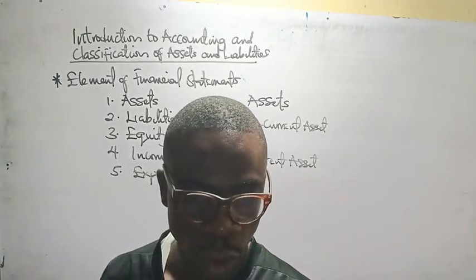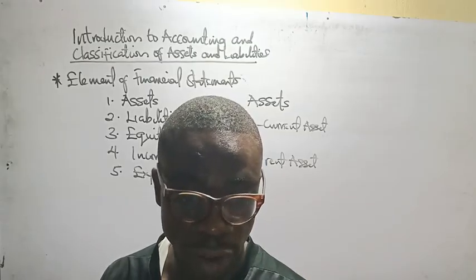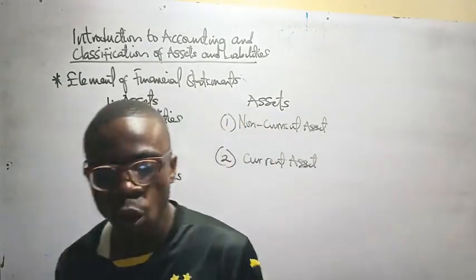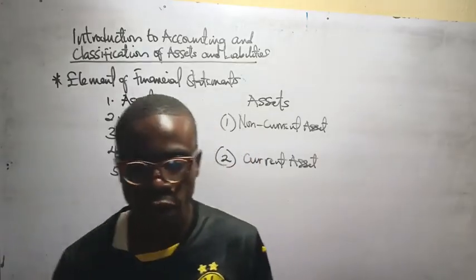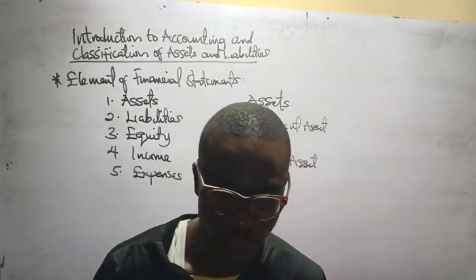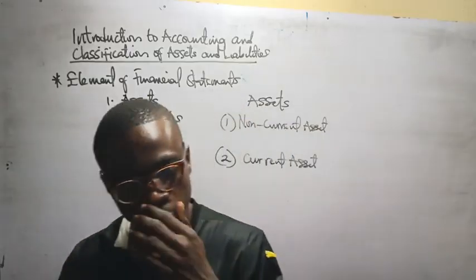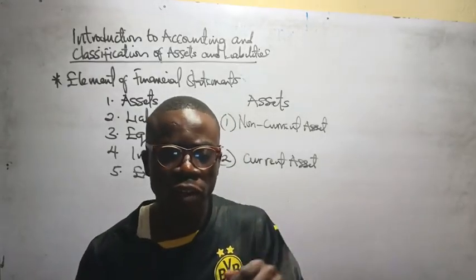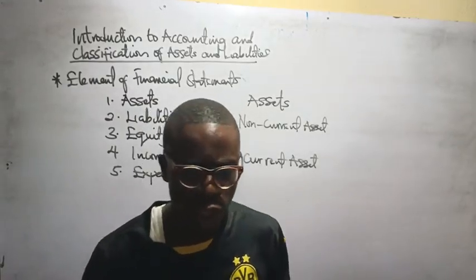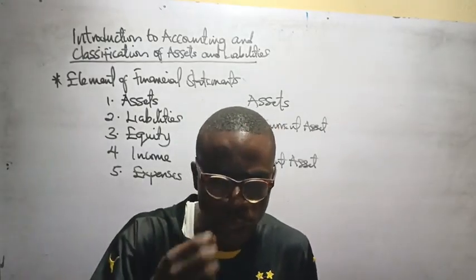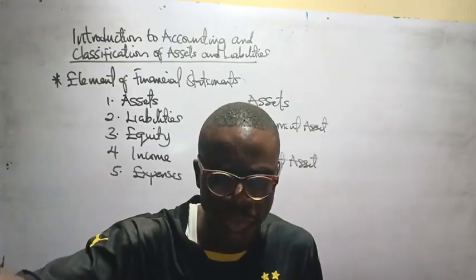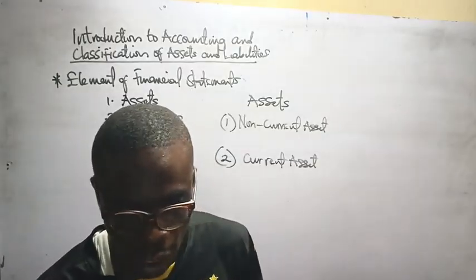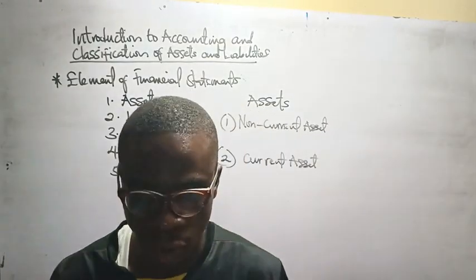Are we together now? What do you mean by non-current asset? Let's go to non-current asset first. Non-current assets are long-term resources owned by a business. That means they are resources that can be used for more than a year. A resource that can be used for more than a year is what we refer to as non-current assets. That is what we know as non-current asset.